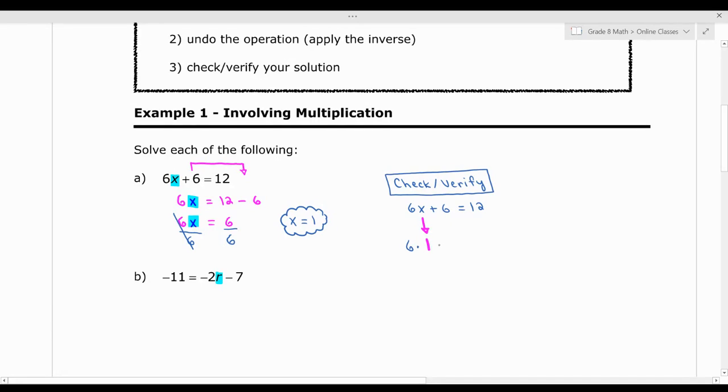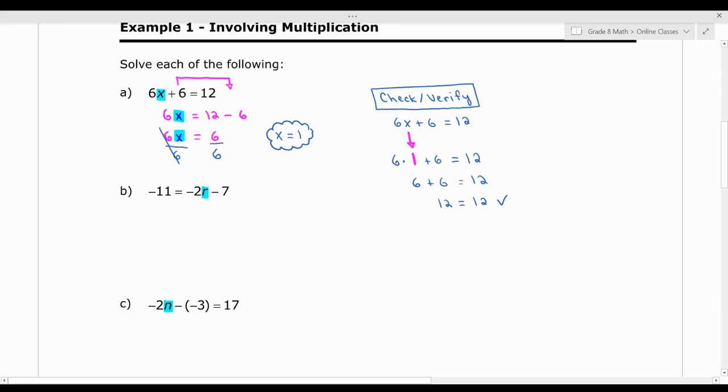So if I go 6 times 1 and if I add 6, I want to determine, do I actually get 12? Okay, well I know this is like 6 plus 6, that's supposed to be 12. Remember, you can't stop here. When you're doing a check, you have to actually show that left-hand side matches right-hand side perfectly. So I would get 12 equals 12, so it looks good.